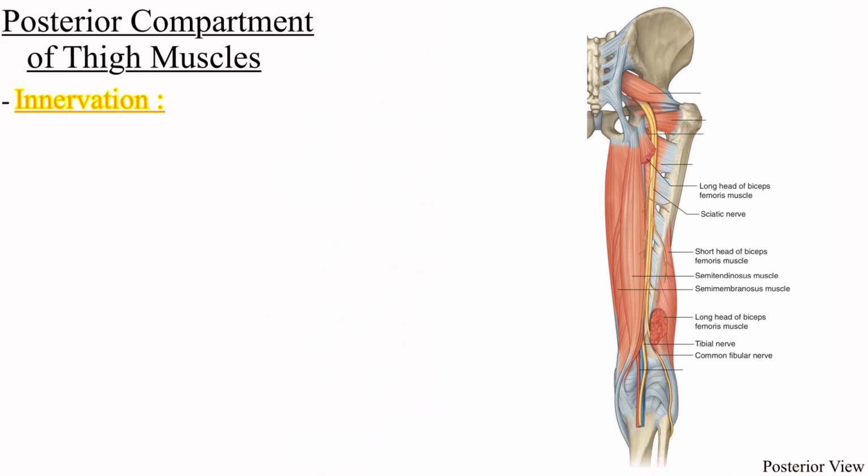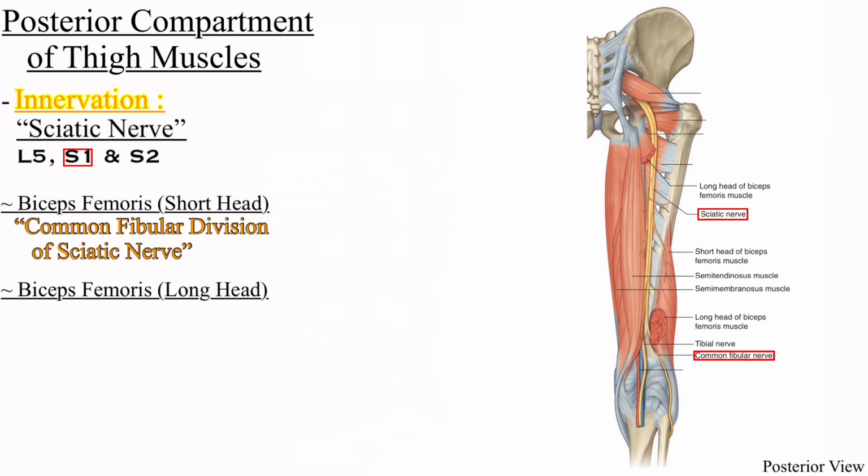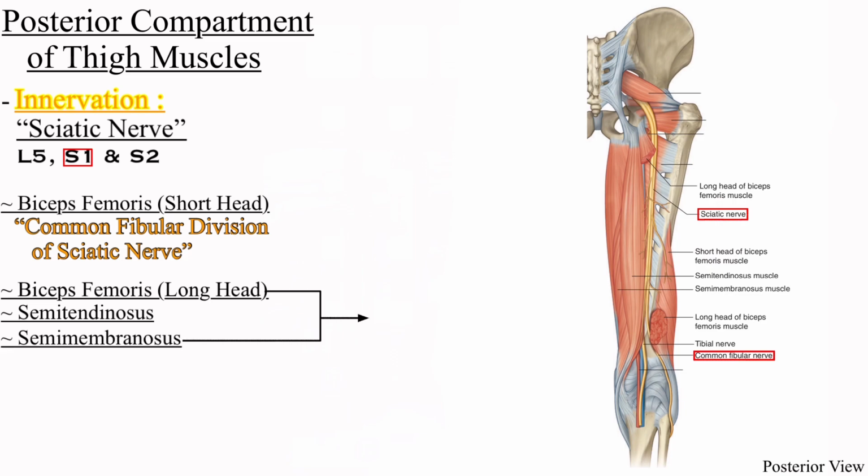All these muscles of the posterior compartment are innervated by the sciatic nerve. Sciatic nerve has three nerve roots, L5, S1 and S2, and the main innervation to these muscles comes from S1. Only the short head of the biceps femoris muscle is innervated by the common fibular division of the sciatic nerve. The rest of the muscles of the posterior compartment, that is long head of biceps femoris muscle, semitendinosus muscle and semimembranosus muscle, are innervated by the tibial division of the sciatic nerve.